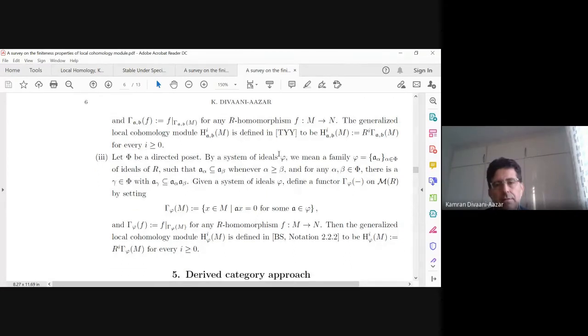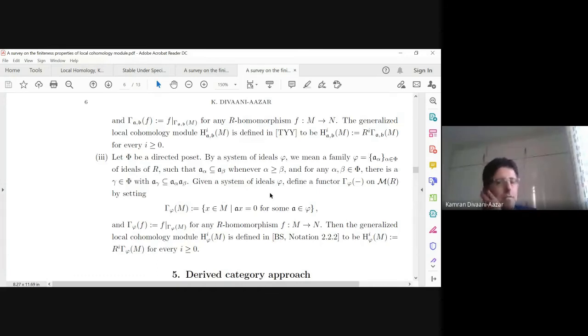By a system of ideals phi, we mean a family of ideals of R, such that if alpha is bigger or equal than beta, then A_alpha is contained in A_beta. And for any alpha and beta in phi, there is a gamma in phi such that A_gamma is contained in the product of A_alpha and A_beta.